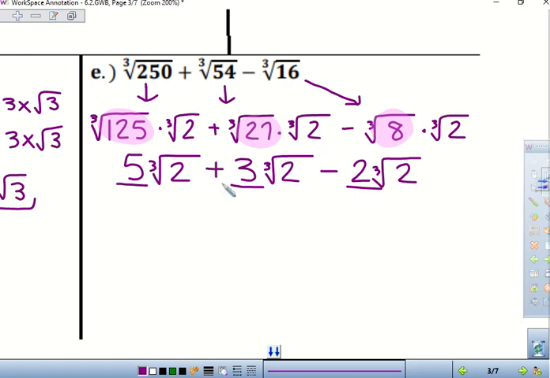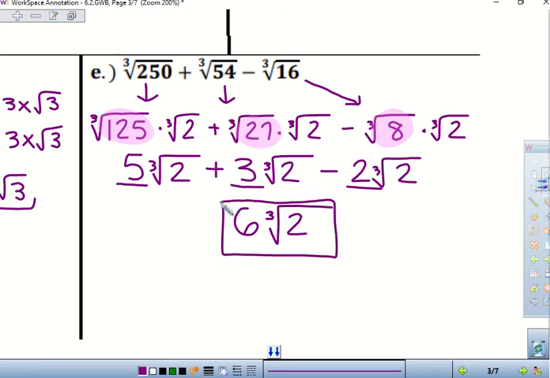So 5 plus 3, bless you. 5 plus 3 is 8 minus 2. So our answer is 6 third root 2. And that would be our final answer. Any questions about that? Okay.